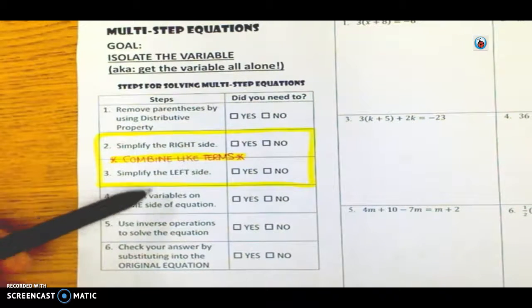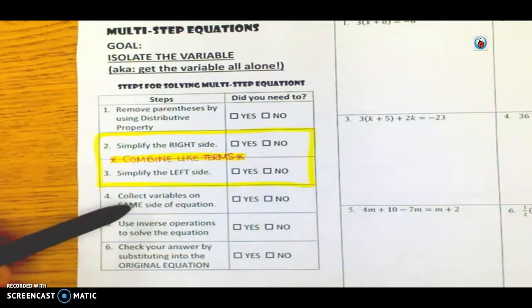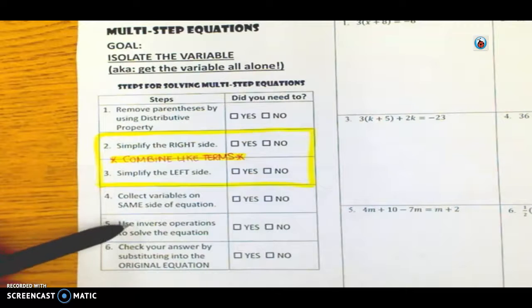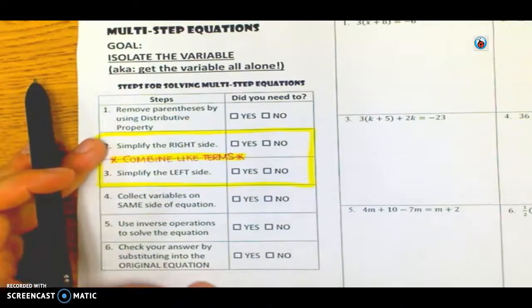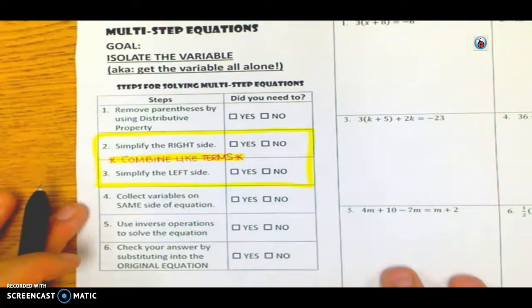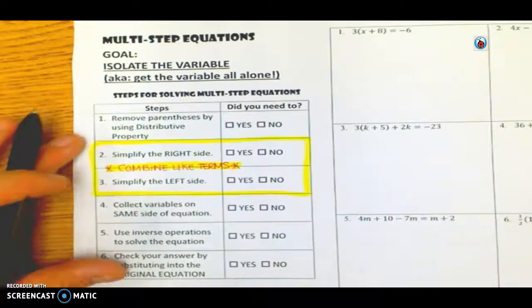And then once we kind of have all that arranged and simplified, we can go ahead and use our inverse operations to solve the equation. Remember, using PEMDAS backwards. And then we can always go back and check using our original equation. So let's take a look at how to work through that.